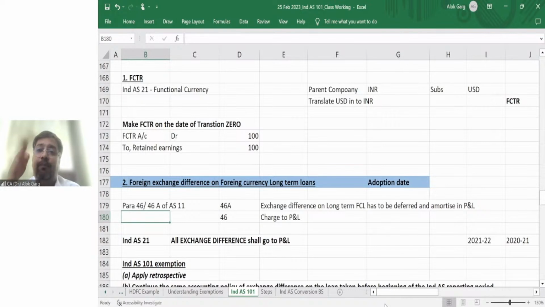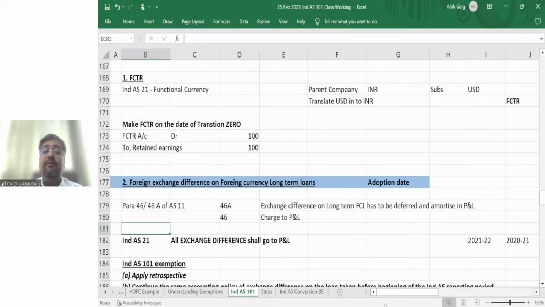when the dollar and rupee were changing very rapidly, the price of the dollar. So exchange difference on long-term foreign currency has to be deferred and amortized in P&L, right? Para 46 says that no, if you want, you can charge it to P&L. Complete exchange difference, you can charge it to the P&L.